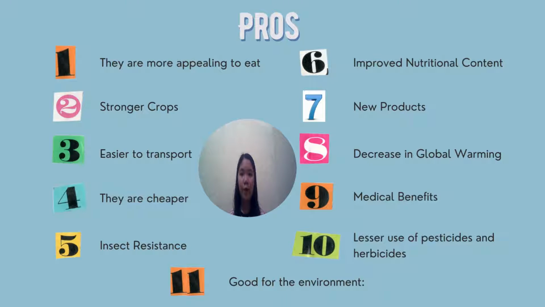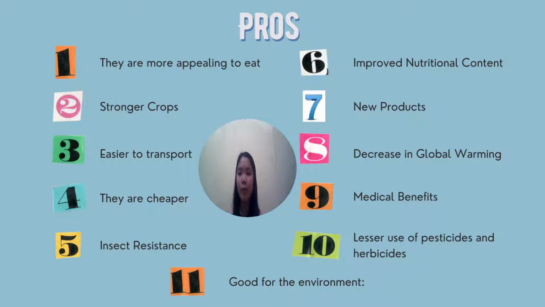First, the pros. Number 1. They are more appealing to eat. Qualities can be changed or improved with genetically modified food so they become more pleasing to eat. Number 2. Stronger crops. This means that grain will be good quality and sufficient yields even under poor or severe weather conditions.